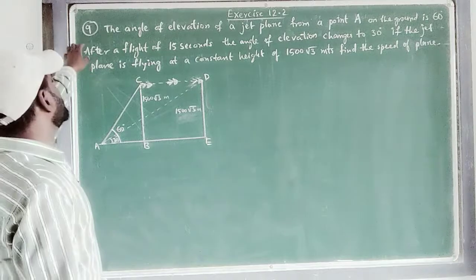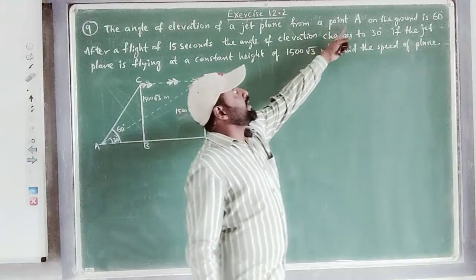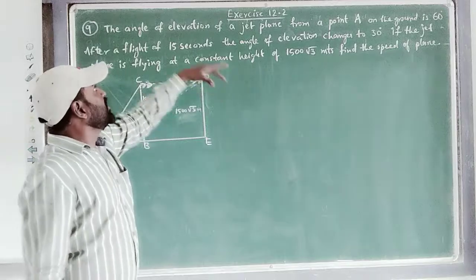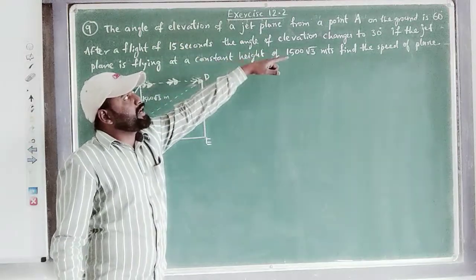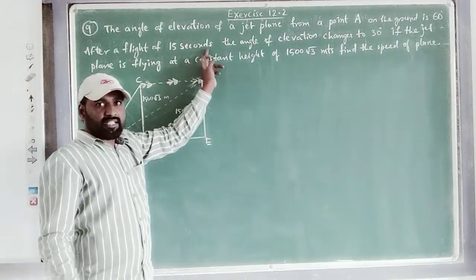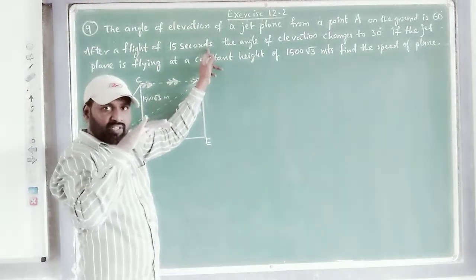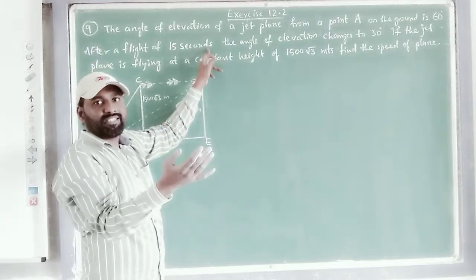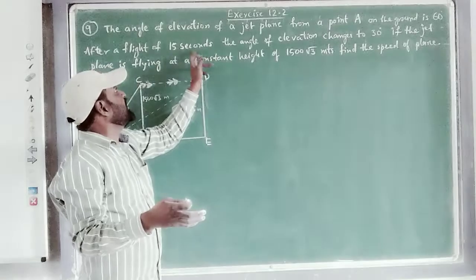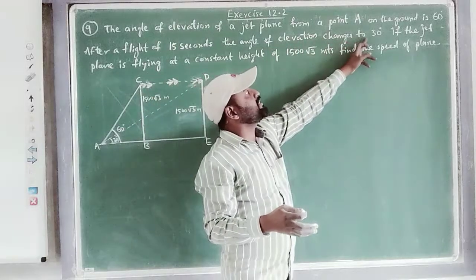Okay, let's see question number 9. The angle of elevation of a jet plane from a point A on the ground is 60 degrees. After a flight of 15 seconds, that means the jet plane is traveling. After traveling some distance, how much distance it traveled we don't know, but the time is given: 15 seconds. After a flight of 15 seconds, the angle of elevation changes to 30 degrees.